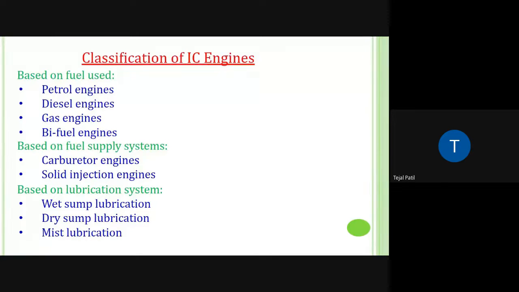Lubrication means what? Basically, see, wherever there is motion, at those places the friction will be there, right? If the friction is there, that means heat is going to be produced at those places. Simply take your two hands and rub them together. As there is a motion, what will happen after a certain period of time? Just due to that friction, heat will be developed. And that is called lubrication? No, that is not called lubrication. That is called friction.